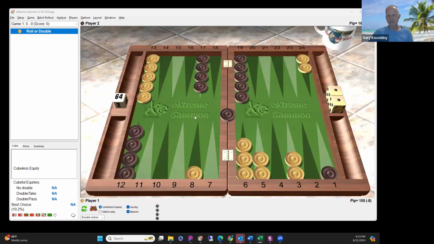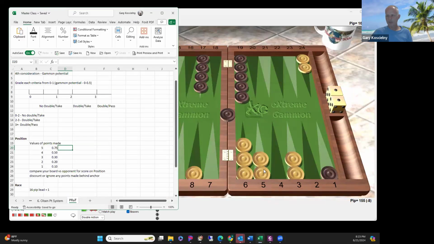So, for race, it's half. We take 16 as a target, so we get half for race. For position, we're going to look at the strength of our board versus our opponent's, and we're going to assign values, bringing the values back in for people to remember. The 5-point is 0.75 and the 3-point is 0.3, and the values are here. The 4-point would be 0.5. So here we've got 1 versus nothing. So we got half for race, 1 for position, and threats.